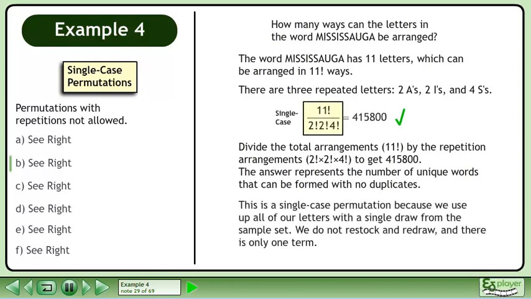This is a single case permutation because we use up all of our letters with a single draw from the sample set. We do not restock and redraw, and there is only one term.